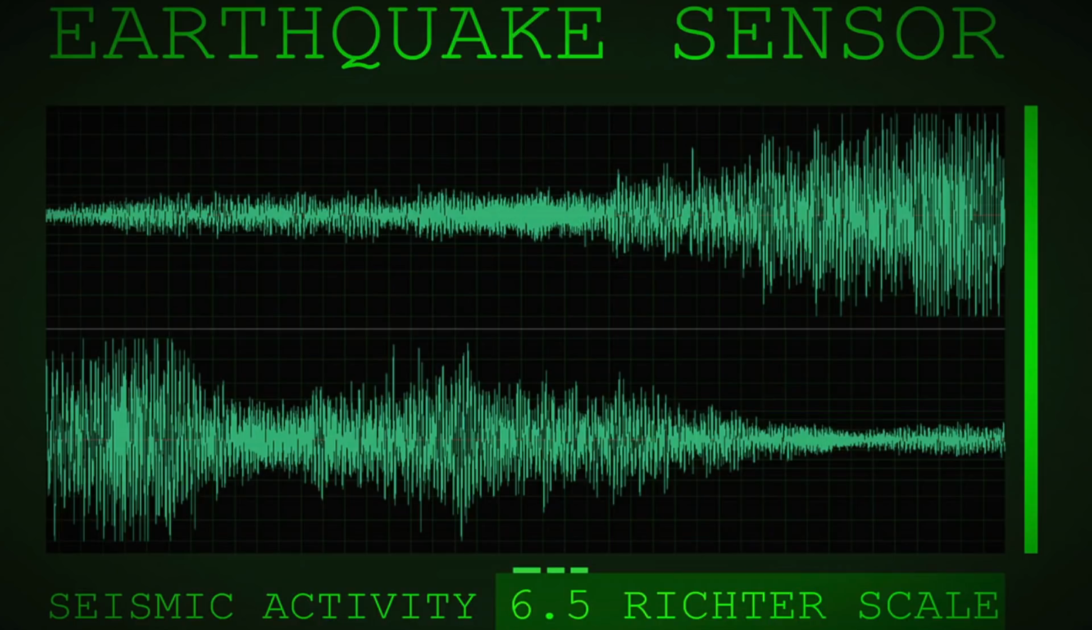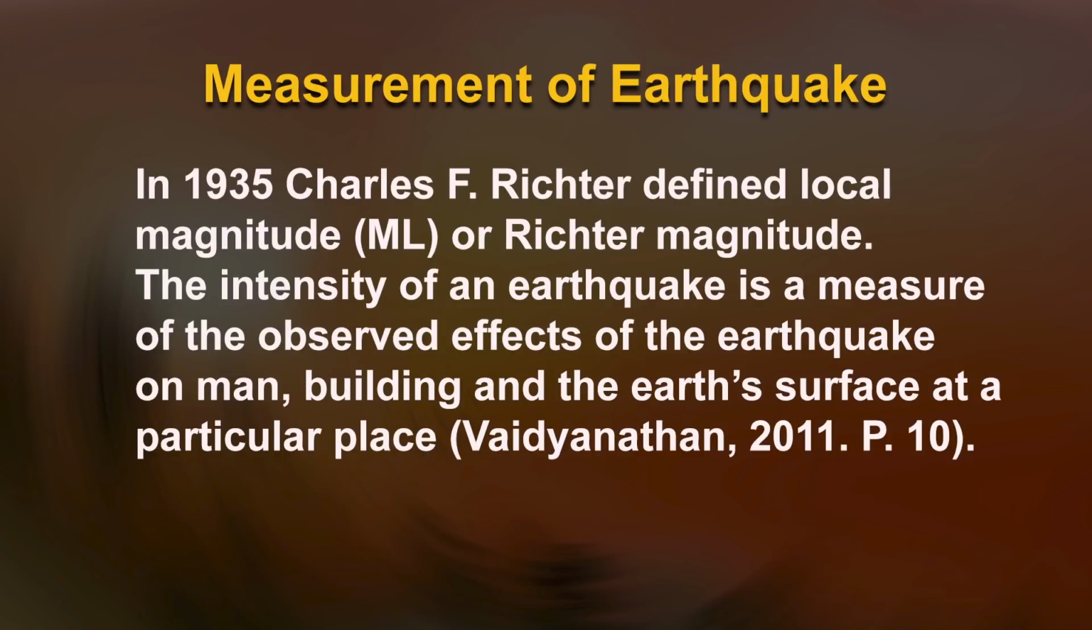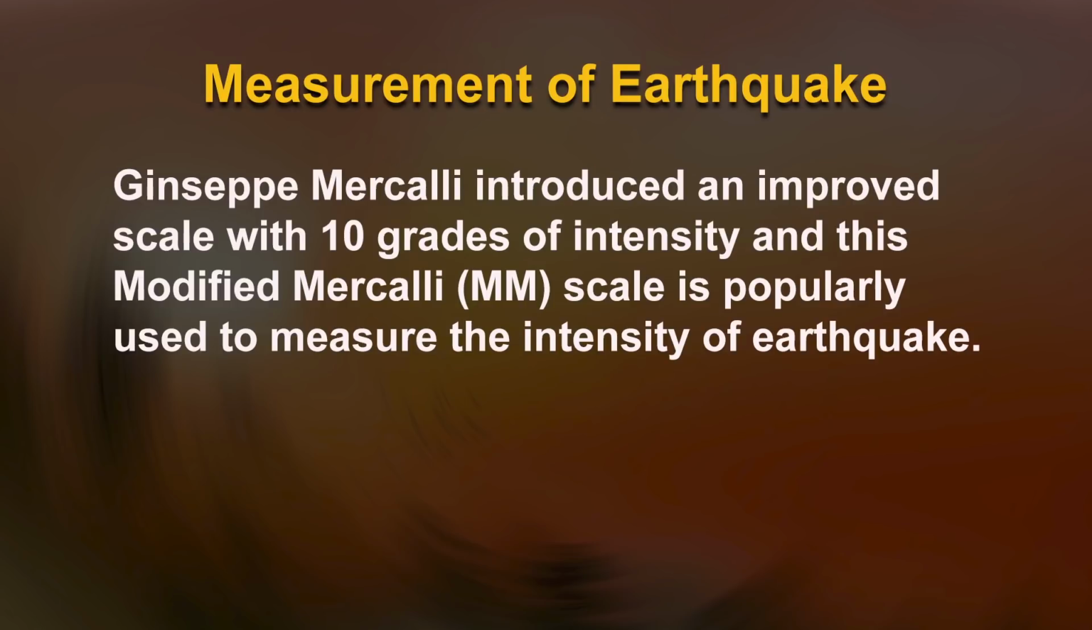Measurement of earthquake. Earthquakes are measured in terms of their magnitude and intensity. The strength of an earthquake, the vibrational energy of the shock, determines its magnitude. In 1935, Charles Richter defined local magnitude, called the Richter magnitude. The intensity of an earthquake is a measure of the observed effects of the earthquake on man, buildings and the earth's surface at a particular place. Giuseppe Mercalli introduced an improved scale with 10 grades of intensity, and this scale is popularly used to measure the intensity of earthquakes.